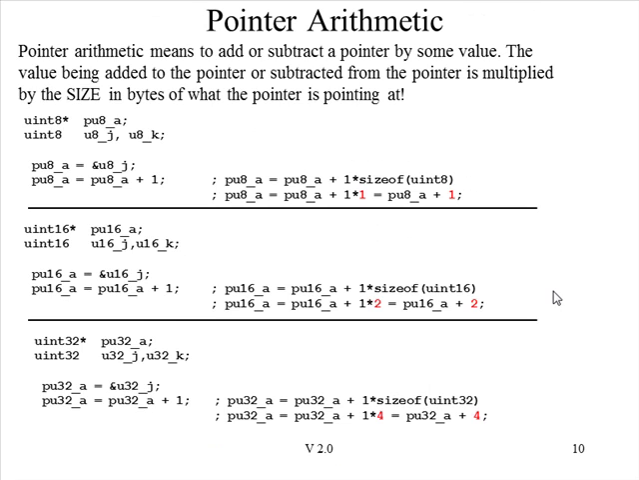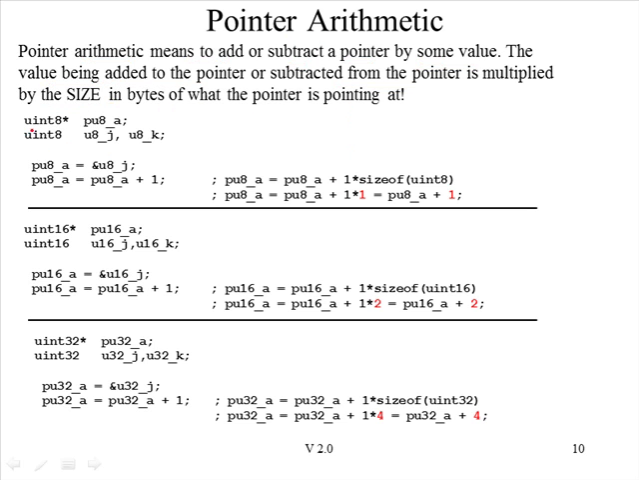Let's finish off this introduction to C pointers by discussing pointer arithmetic. Pointer arithmetic means to add or subtract a pointer by some value. The value being added to the pointer or subtracted from the pointer is multiplied by the size in bytes of what the pointer is pointing at.